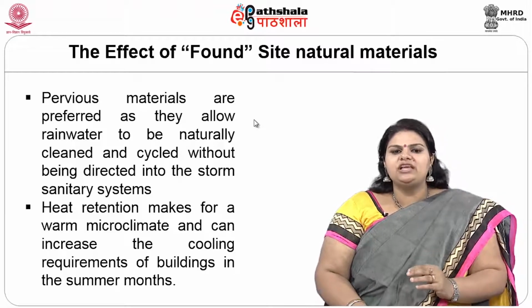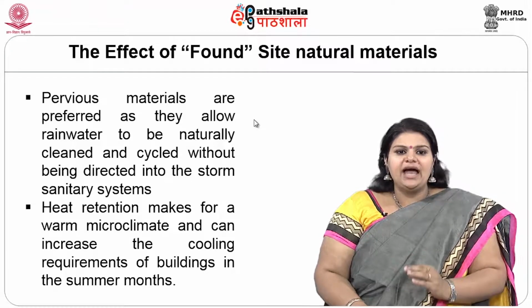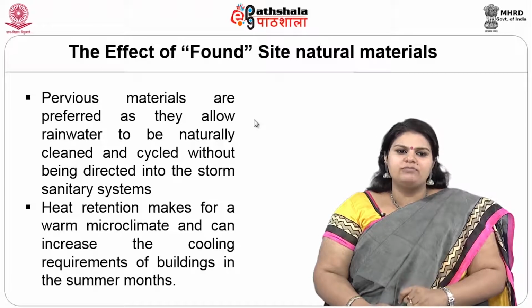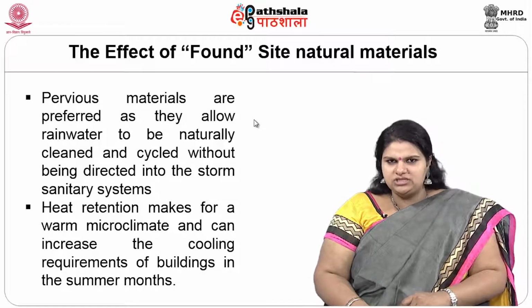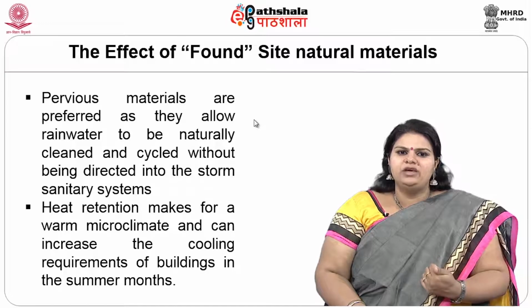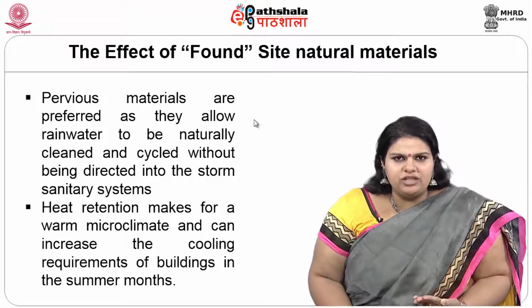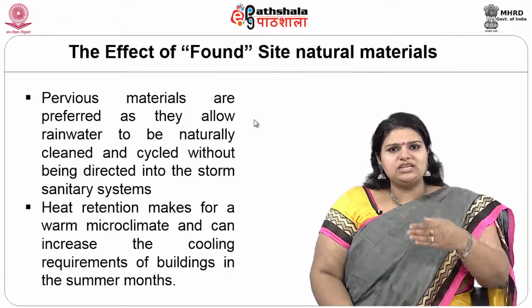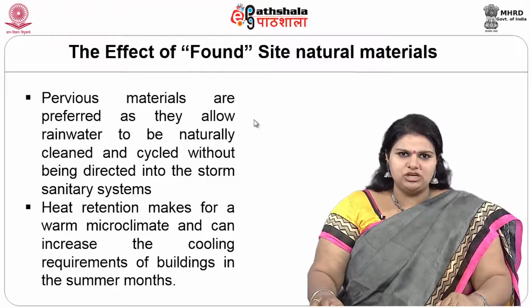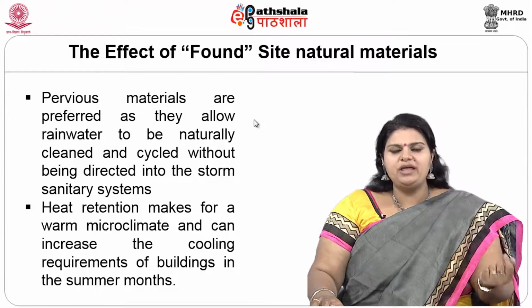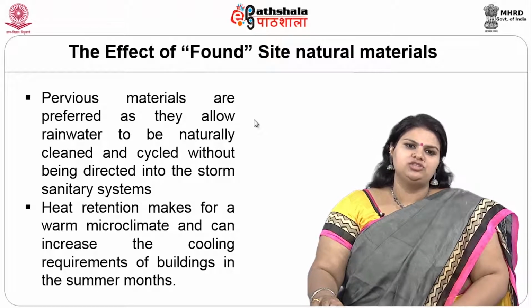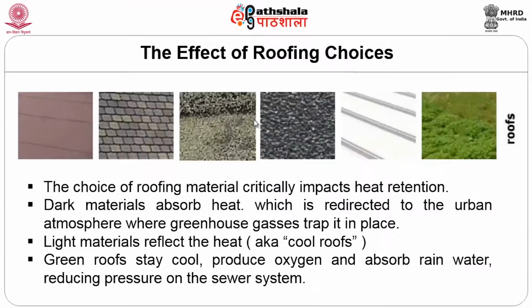Heat retention makes for a warm microclimate and can increase the cooling requirements of the building in the summer months. So, if you use impervious or even pervious materials like pervious concrete, it will still increase the heat retention capacity of the site, and it will bring heat into the building and eventually consume more power. What effect do roofing choices have?